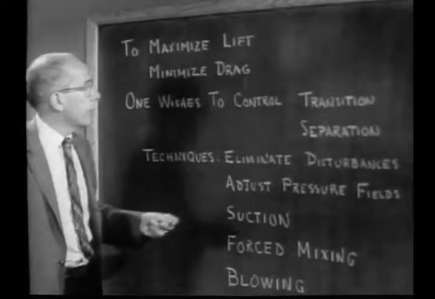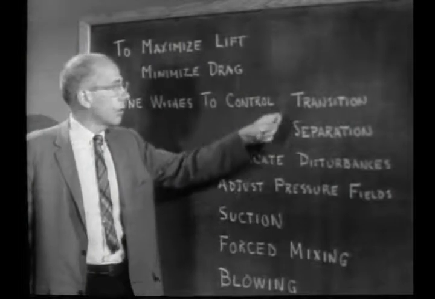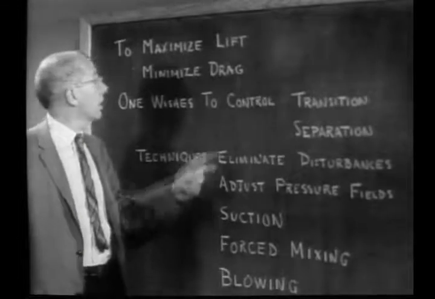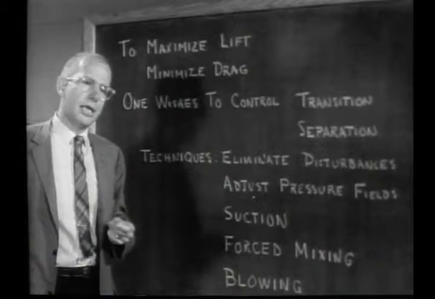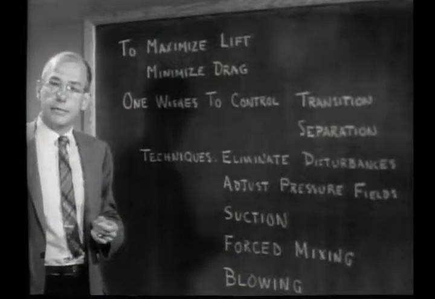The two things that we want to control are transition and separation. We'll look first at this one, the factors affecting the transition. One of the ways of reducing the skin friction drag is to maintain as much of the boundary layer as possible in the laminar state. Transition to turbulence occurs because the laminar boundary layer becomes unstable to some type of disturbance.